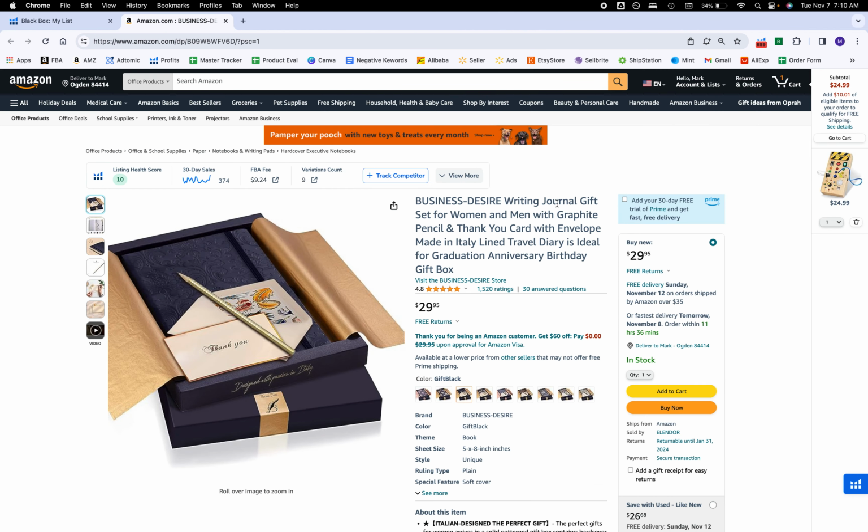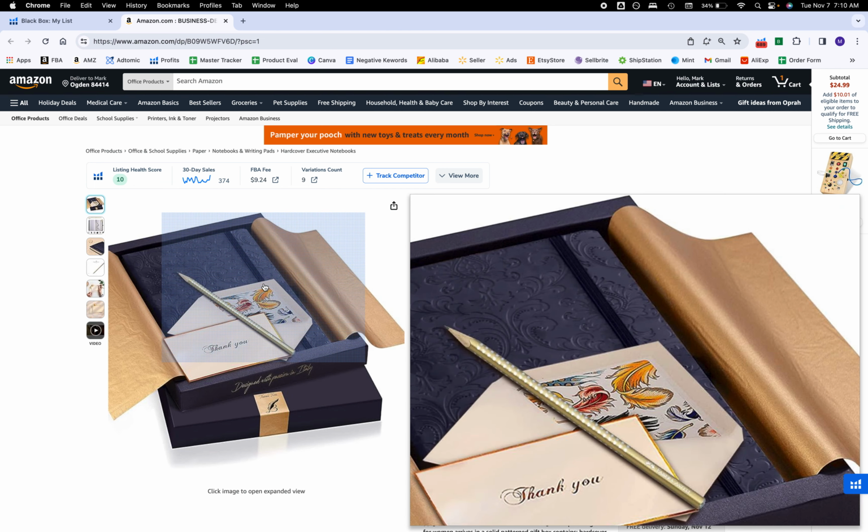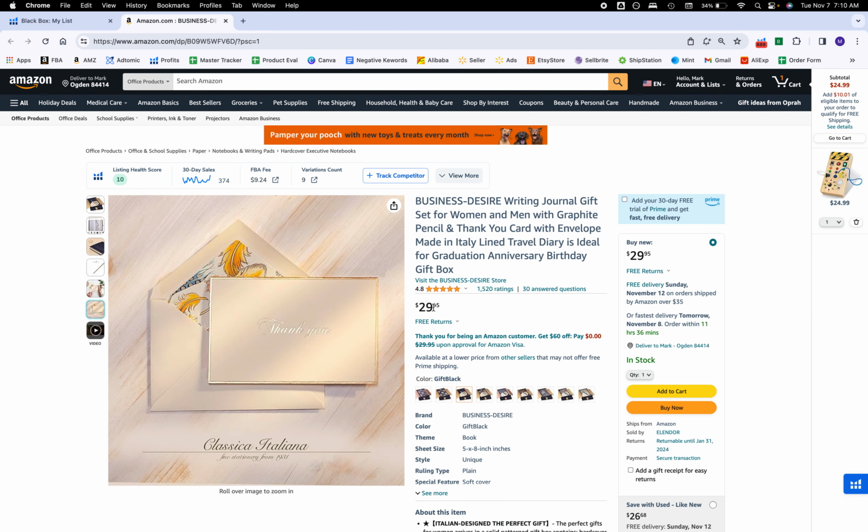What is it? It's a writing journal gift set for women. What's really nice is that it looks really, really high end. The price point's pretty good. I do like that. It's got quite a few reviews, but that's fine. I mean, I don't care.